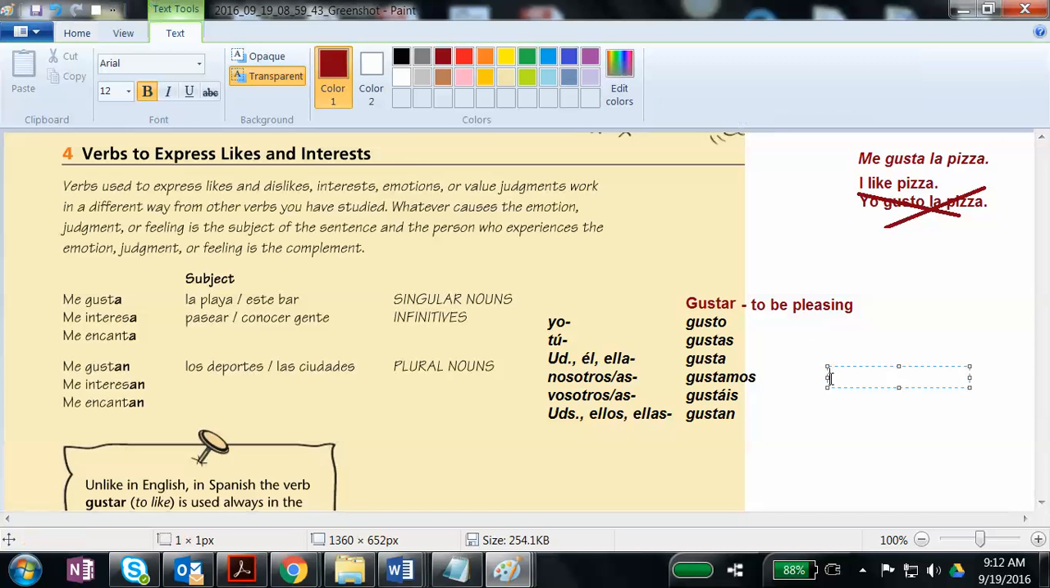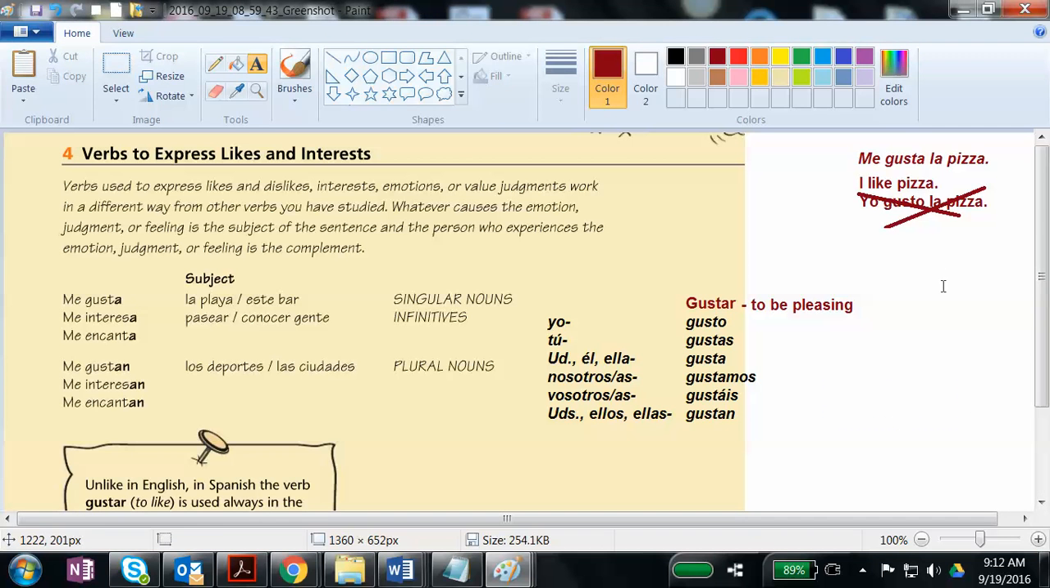So if we were trying to say that, or pizza pleases me, then that would make sense, because if pizza is the subject, the gustar that goes with pizza, because you would treat pizza like ella, is going to be gusta, okay? So you need to always think of gustar as meaning to be pleasing to, and then you'll have an easier time dealing with this verb.